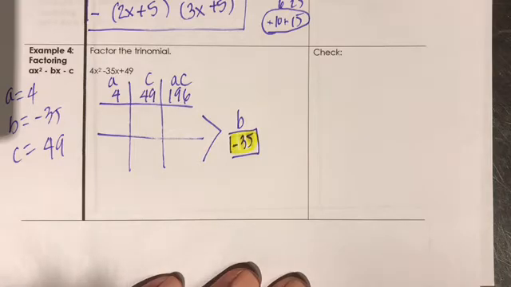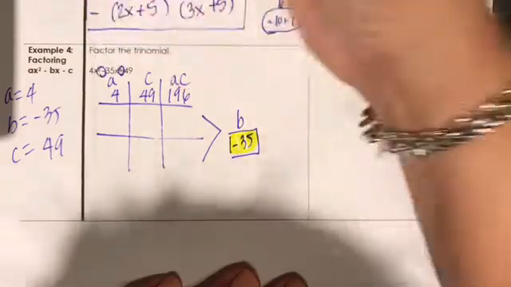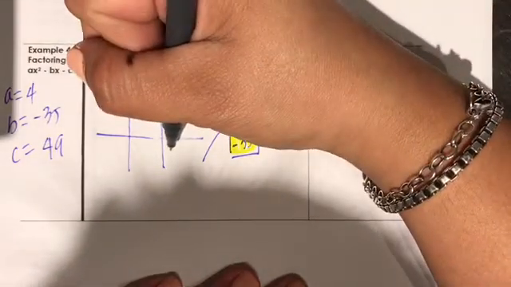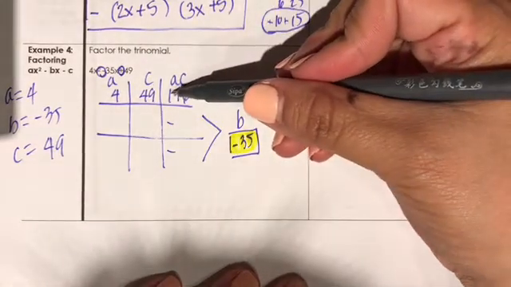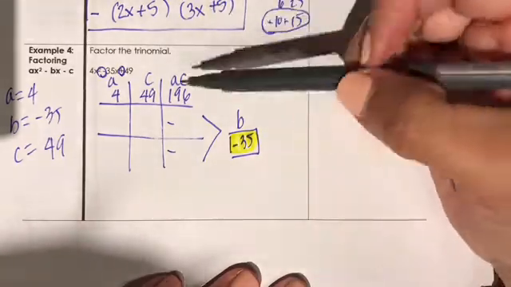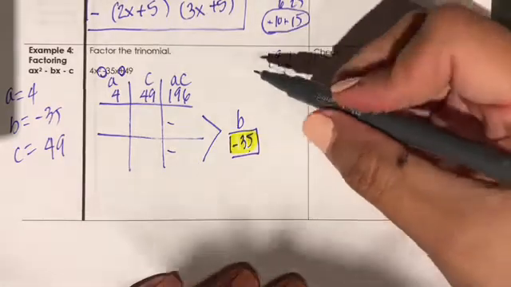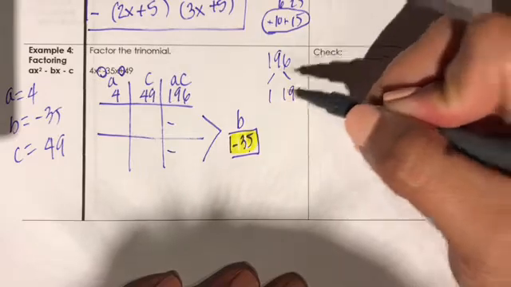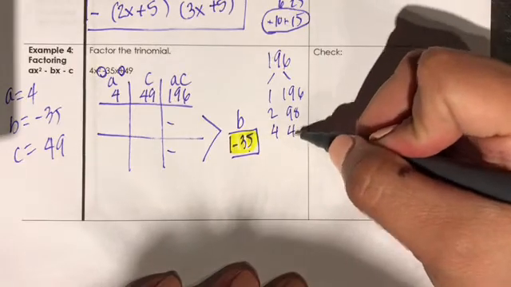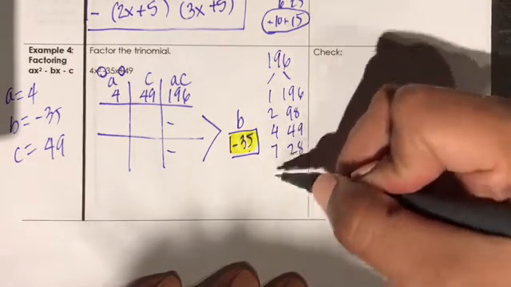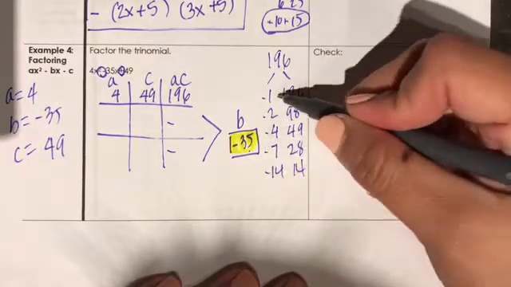So that means since this is a positive and this is a negative, my factors are going to be negative. And they have to add up to 196. I'm sorry, they have to add up to negative 35. The product is 196. So I get 1 and 196, 2 and 98, 4 and 49, 7 and 28, 14 and 14. Both negative.